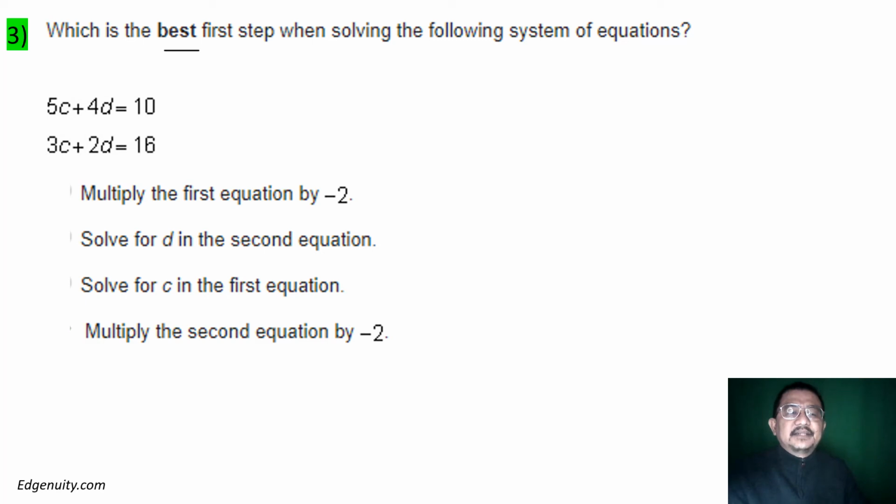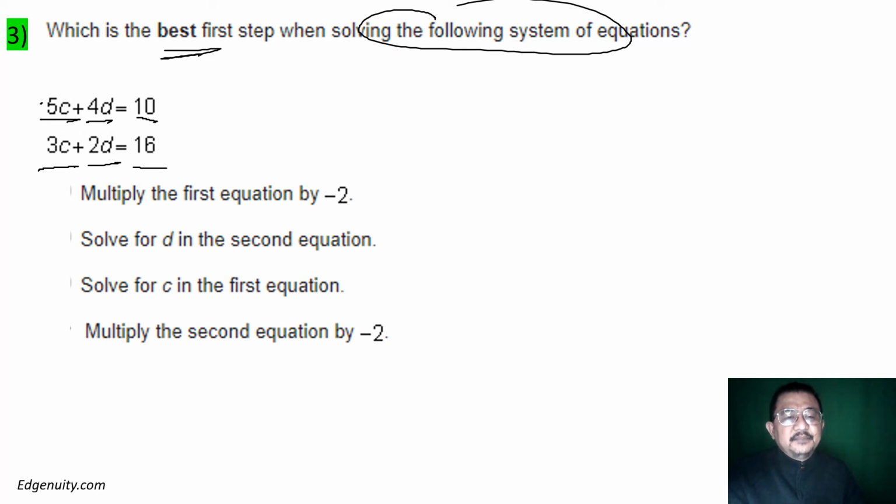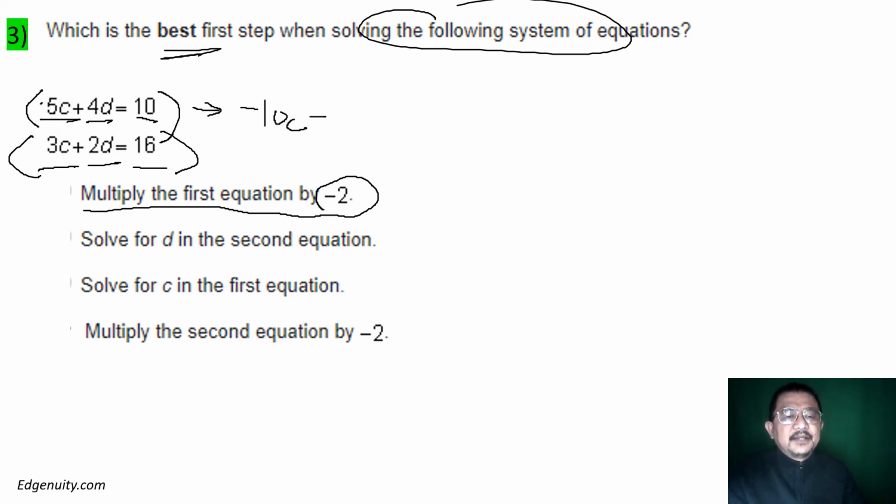What is the best first step in solving this problem? Is there something I can eliminate? Look at the C. No elimination, no elimination, no elimination. Therefore, if you cannot eliminate, you either multiply the first or multiply the second. Let's see. Multiply the first equation by negative 2. If I multiply by negative 2, you become a negative 10C minus 8D times 2, 10 times 2 is 20.